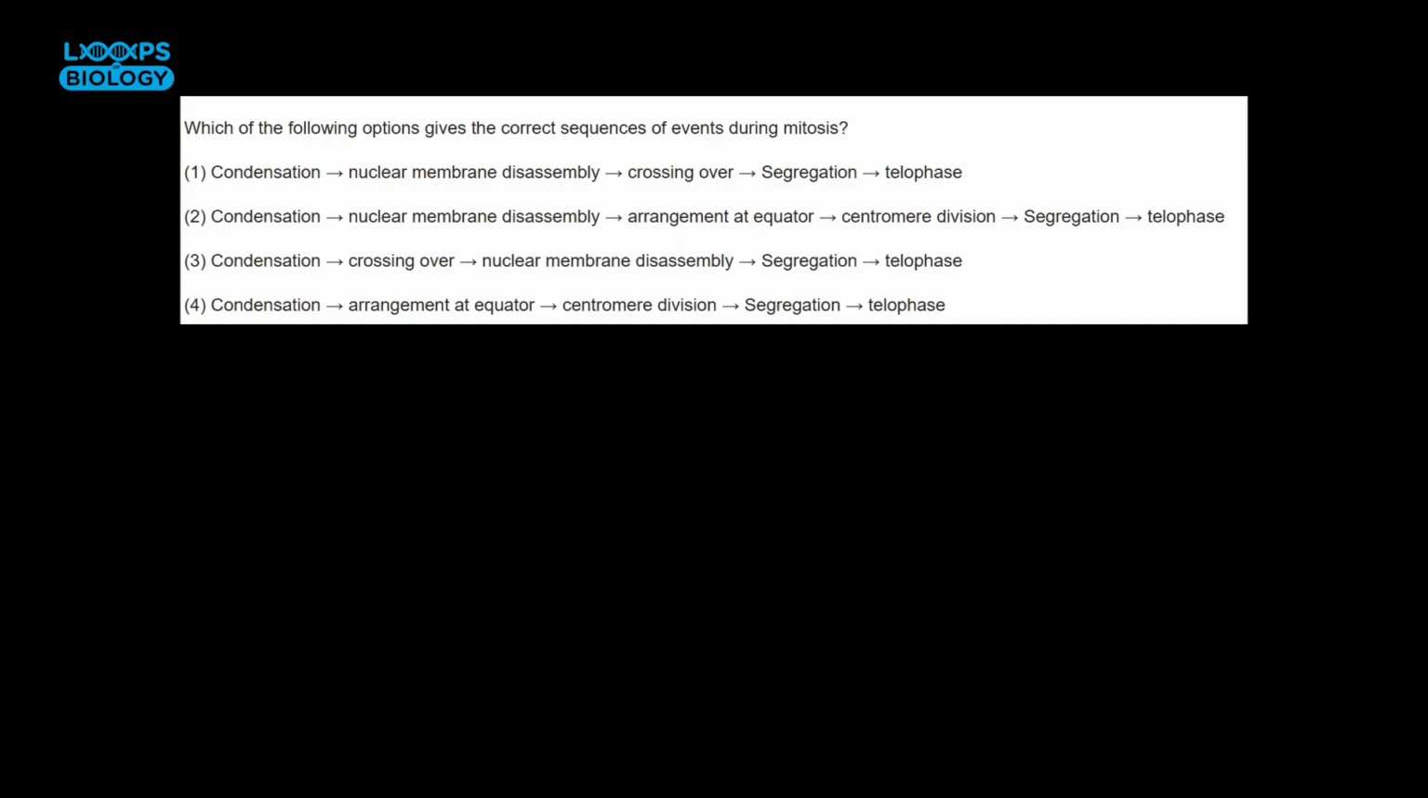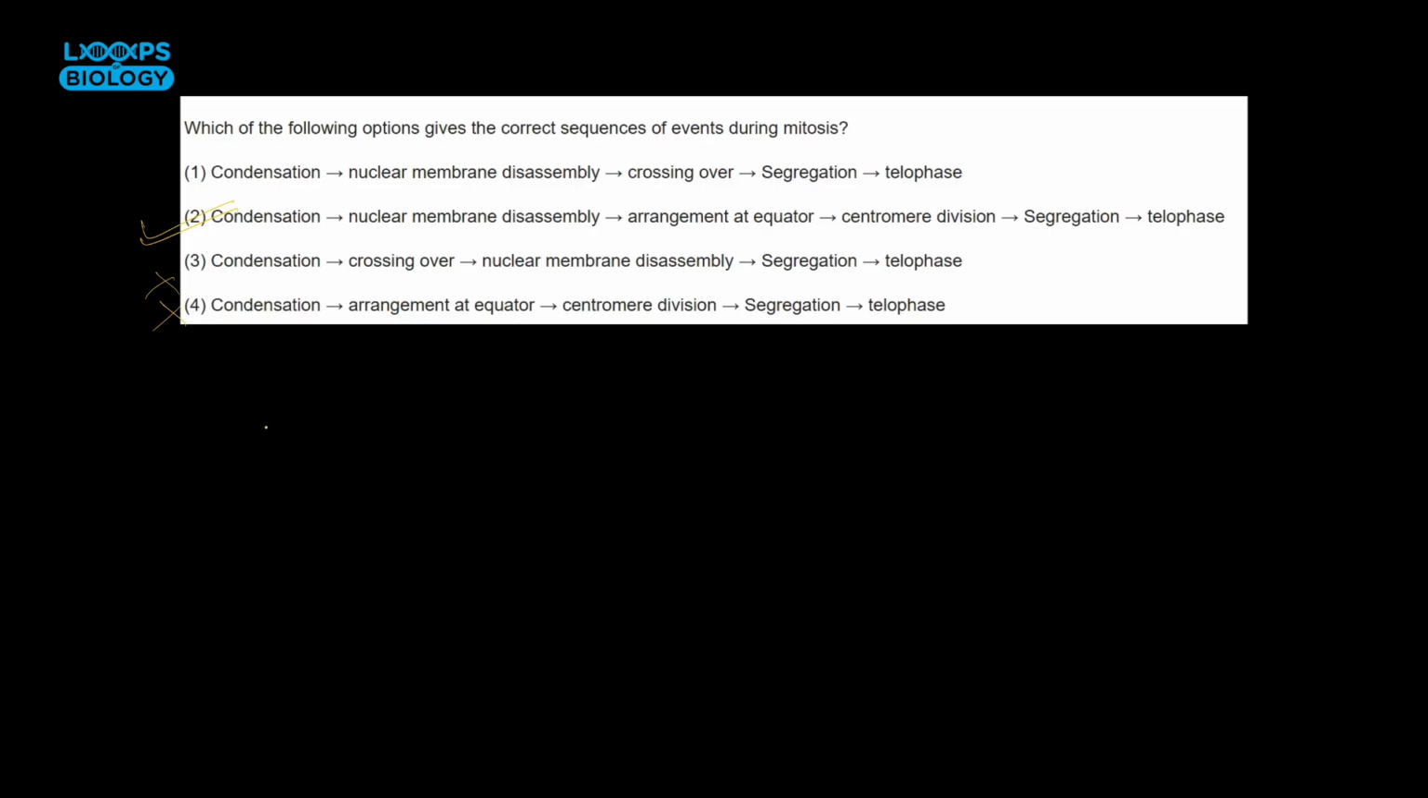First of all, condensation, right thing. Then telophase should be my last thing. Then your nuclear membrane disassembly. So these options are over. So there is nuclear membrane disassembly. Then arrangement at equator. So option 2 will be my correct option.